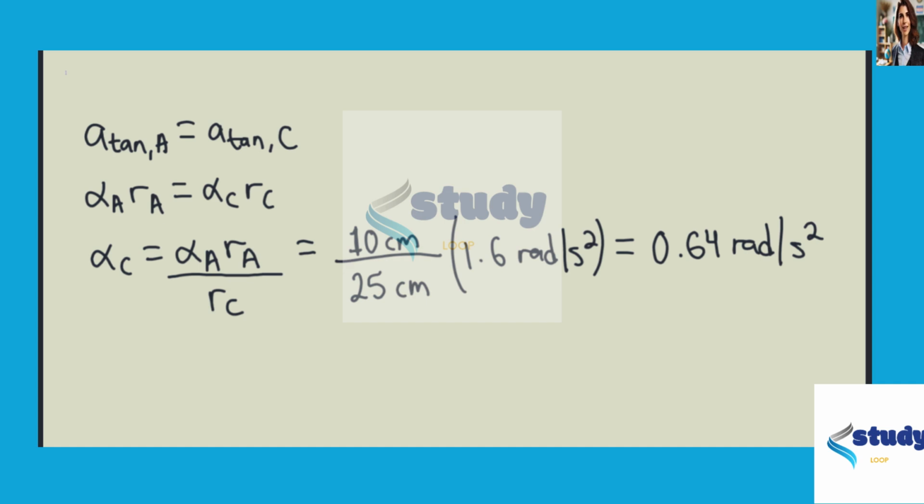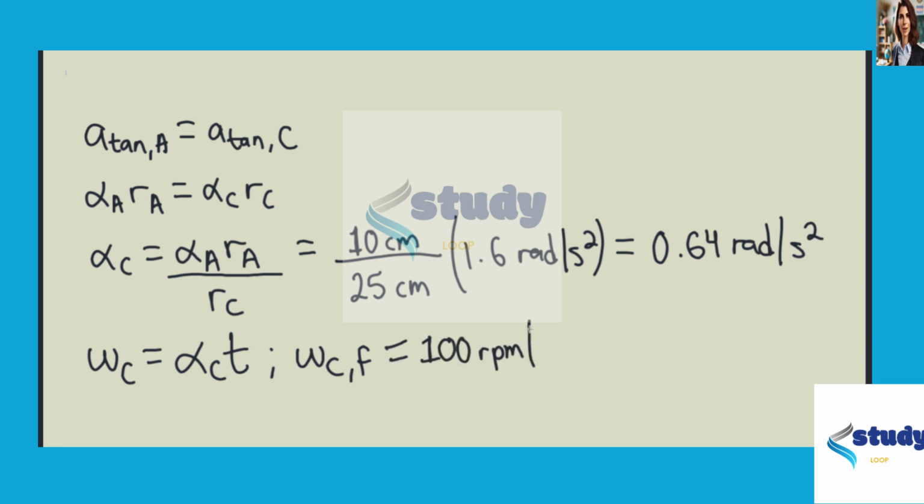At this point, we can say that with the angular speed of C given by the equation angular velocity of C equaling the angular acceleration of C times time, we can solve for the time for it to reach an angular velocity of 100 revolutions per minute. So omega final, the angular velocity final of wheel C, would be equal to 100 revolutions per minute.